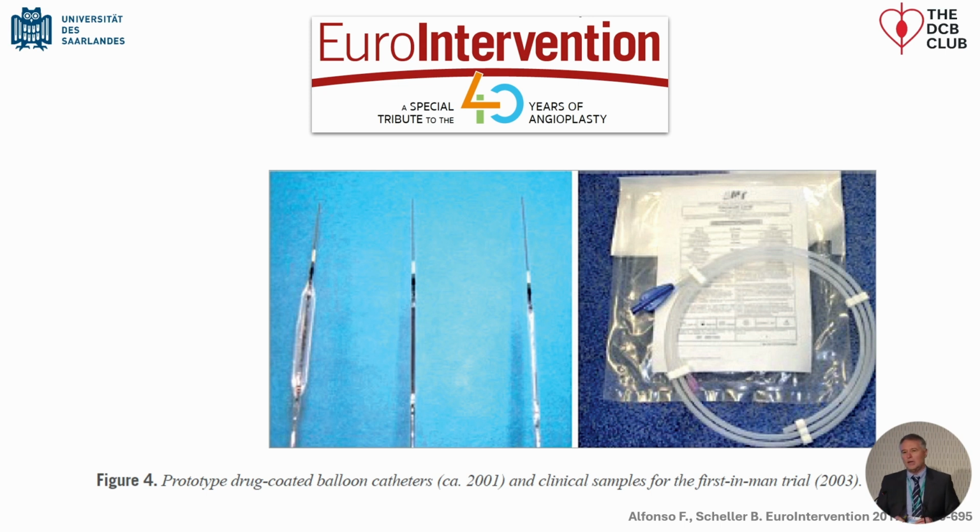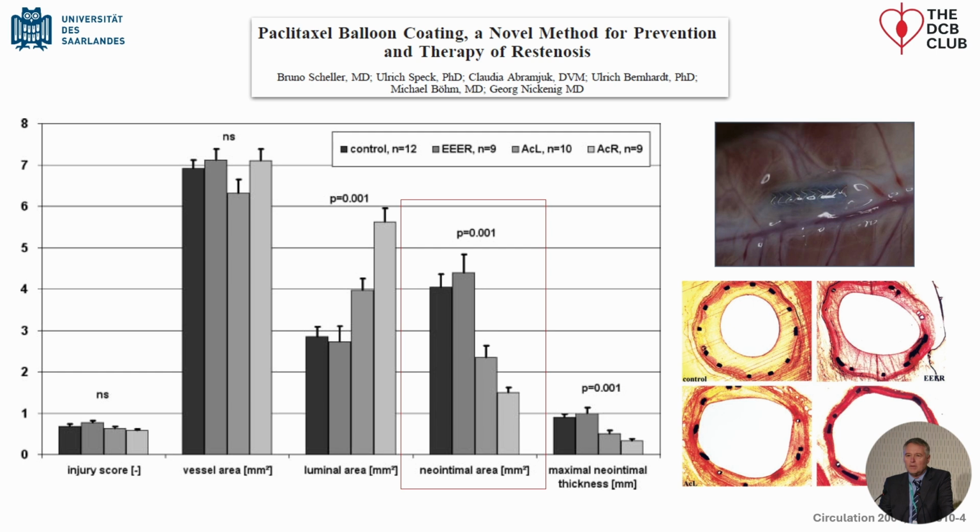And therefore, I had the idea in 2000 if we could use this concept to coat balloons. Professor Speck said, no, it's not possible, we can't do this. But nevertheless, he did some experiments, and we had, in 2001, several prototype DCB, went again in this animal model with bare metal stent implantation.